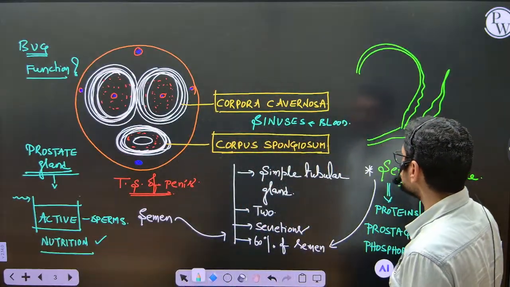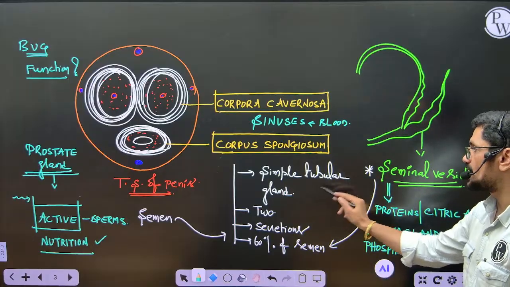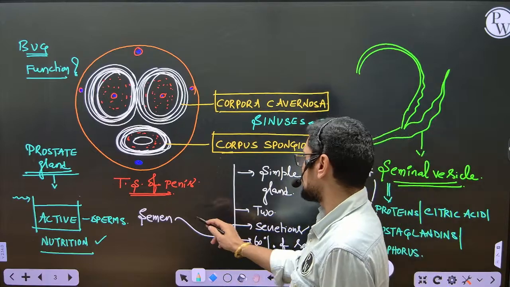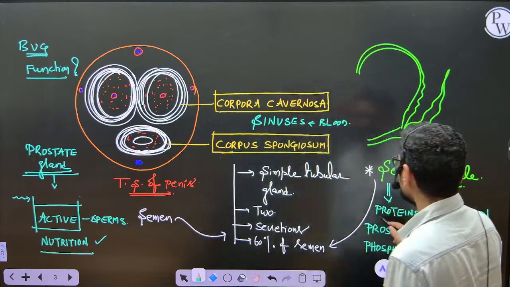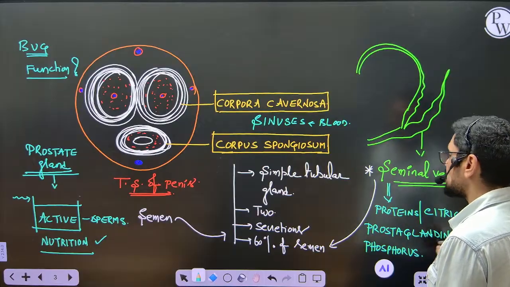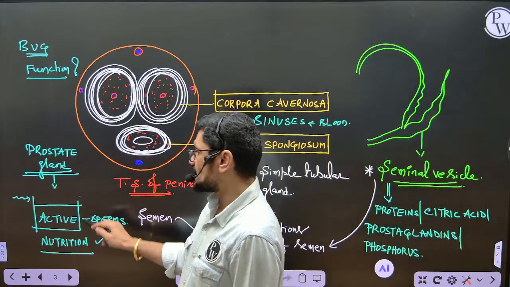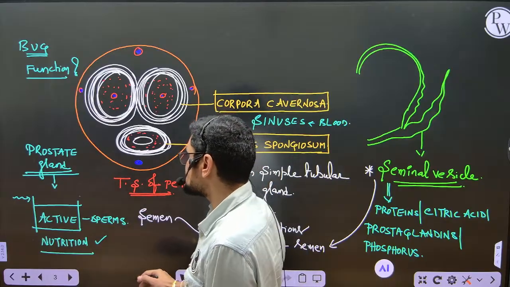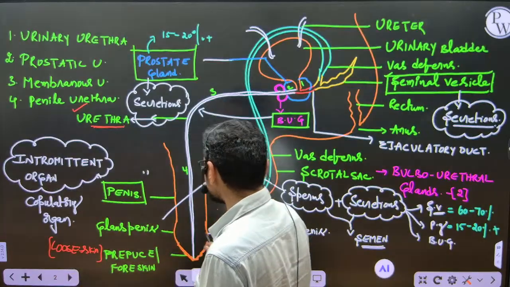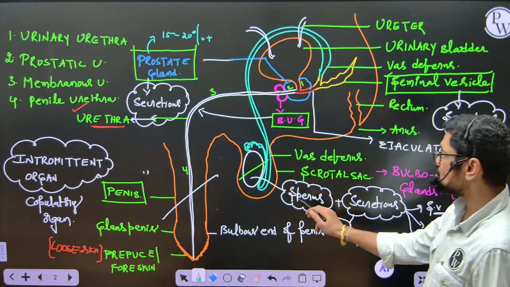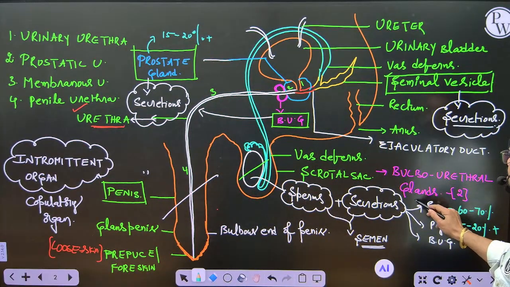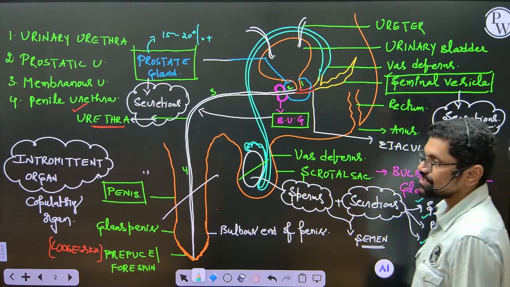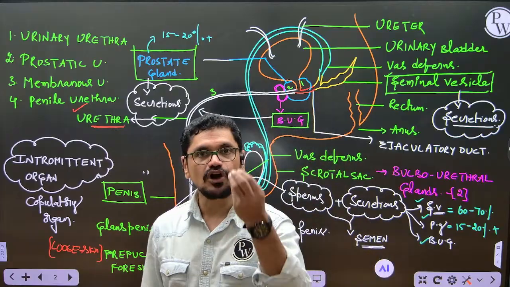Okay, and the seminal vesicle is a simple tubular gland. Two glands are present. Almost 60% to 70% of the semen is contributed by the seminal vesicle secretions, containing protein, citric acid, prostaglandins, phosphorus also. The prostate gland secretions provide activation of sperm cells and nutrition to the sperm cells. And what does semen mean? Semen means the sperms plus the secretions contributed by the seminal vesicle, the prostate gland, and the bulbourethral gland, combined together, forms the semen.